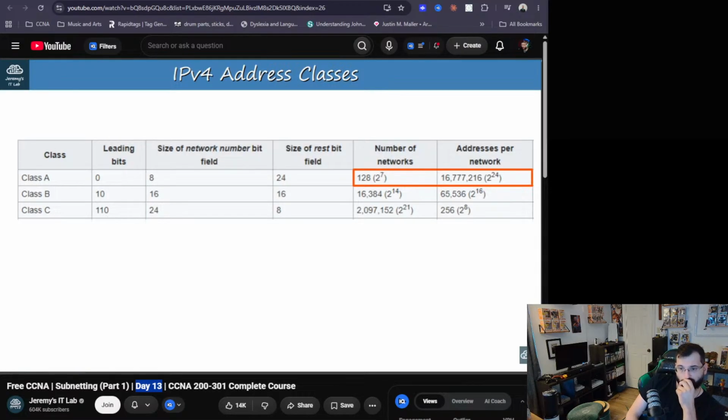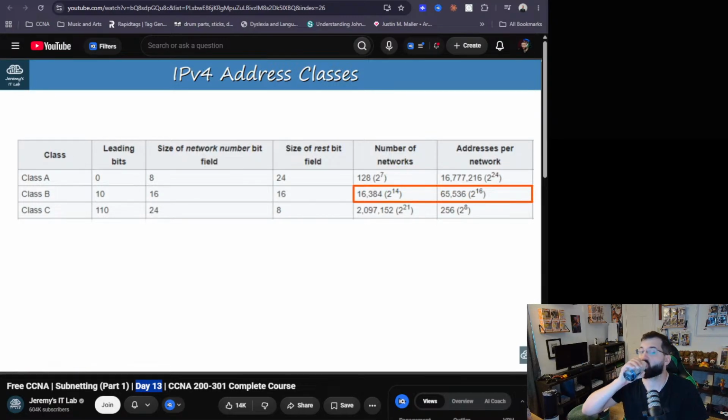Because only the first octet of a Class A address is used for the network ID, there are 3 whole octets available for addresses within each Class A network. So there are 16,777,216 addresses in each Class A network. Sounds like a lot, but that ain't nothing. That is 2 to the power of 24, because there are 3 octets. 3 times 8 equals 24 bits.